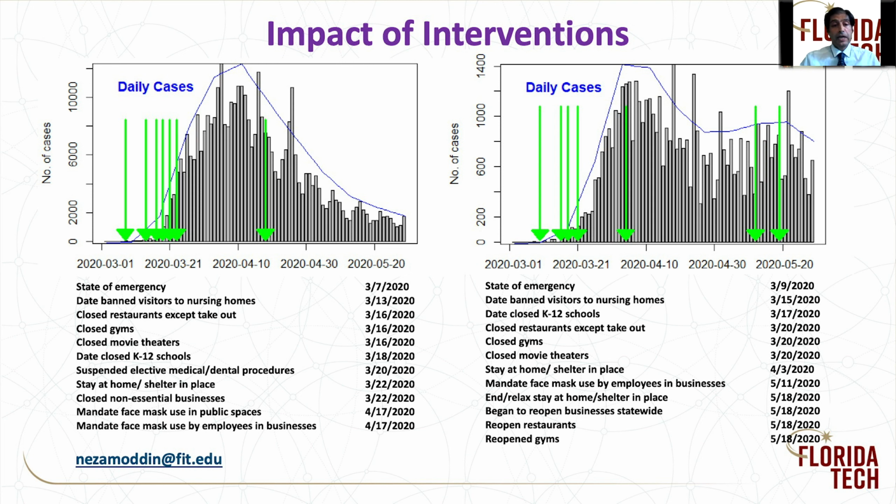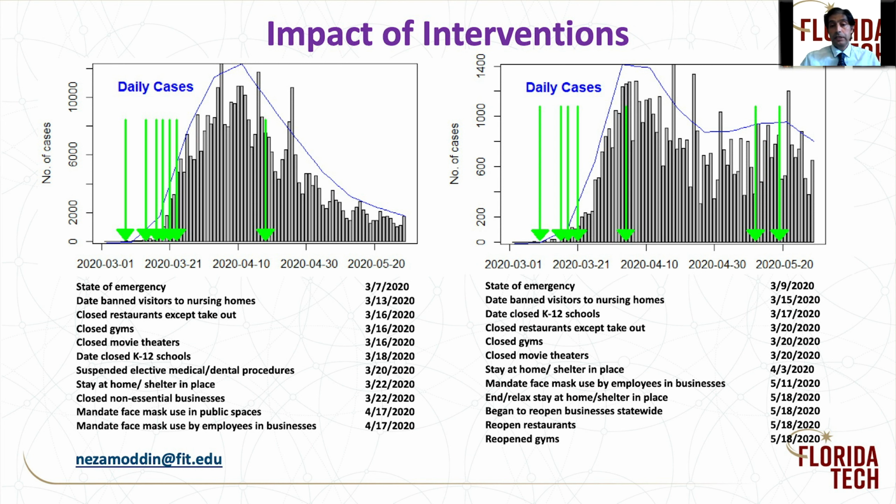New York. So, as we see, those green arrows show the interventions, and then you see we have a big peak in the state of New York, and then we have been on the falling side. The main difference now is that New York State has not opened yet, and still we are on the down side of the curve.